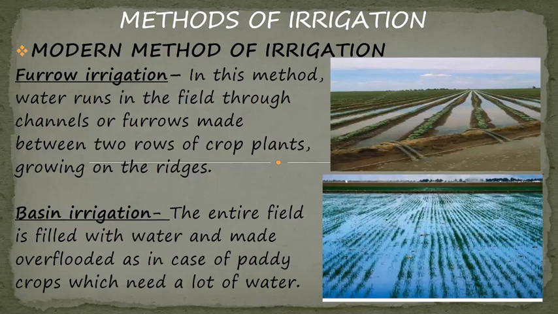Here we will study furrow irrigation. In this method, water runs in the field through channels or furrows made between two rows of crop plants growing on the ridges. The other irrigation is the basin type irrigation. The entire field is filled with water and flooded, as in the case of paddy crops which need a lot of water.